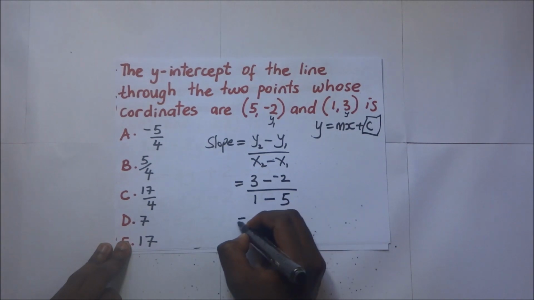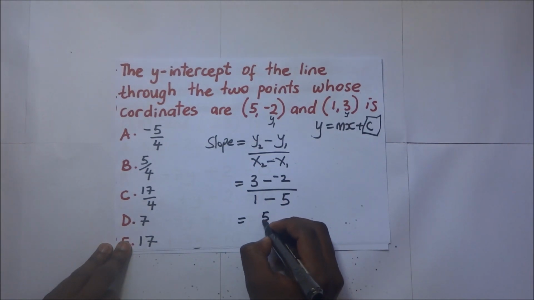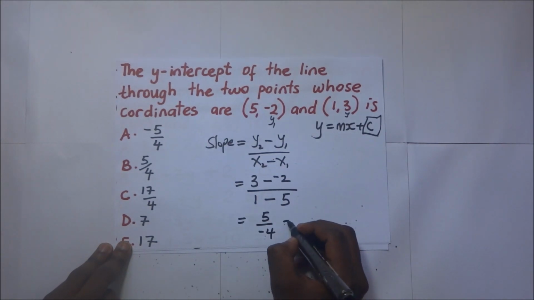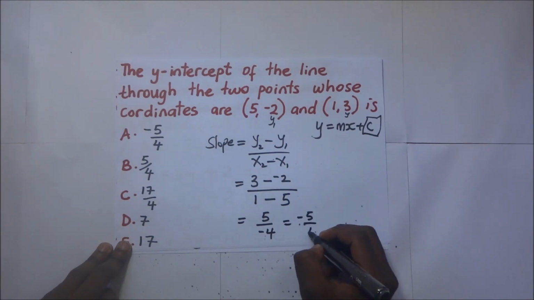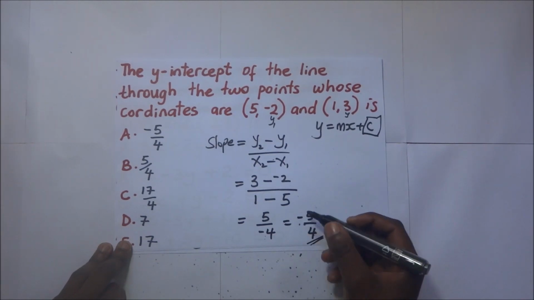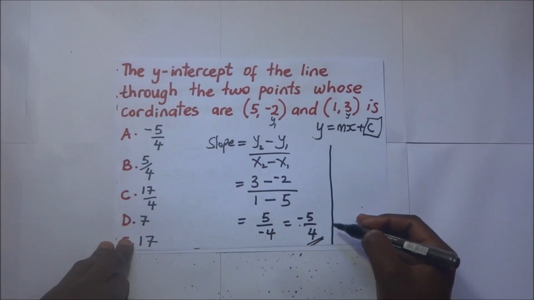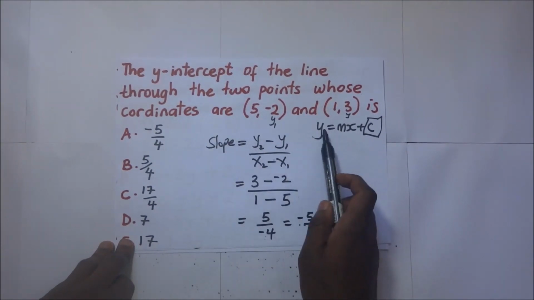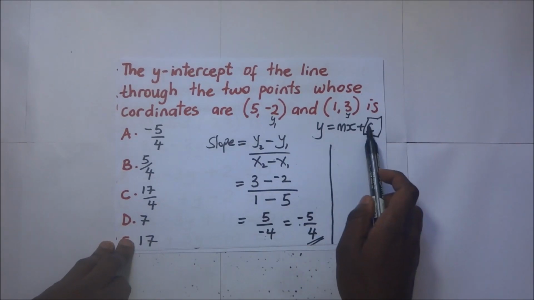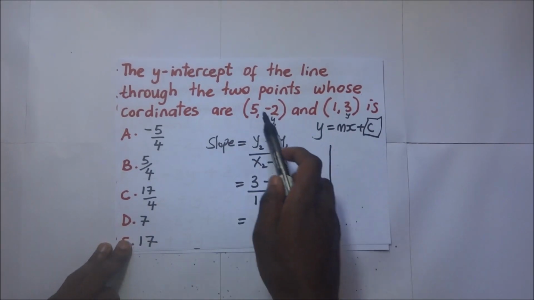That is going to be 3 plus 2, which is 5. Divide that by -4. So this is negative 5 over 4. That is the gradient of this line. So to find the value of c, we are going to substitute still this y is equal to mx plus c and find the value of c with one of these points.